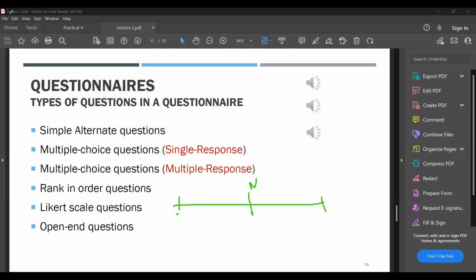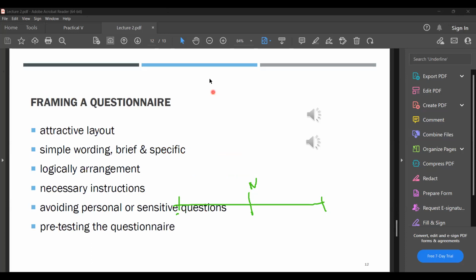Okay, so in a certain questionnaire, you can identify these types of questions, right? And the next important thing is how to frame a questionnaire properly, right? Here I have given some important tips, right?